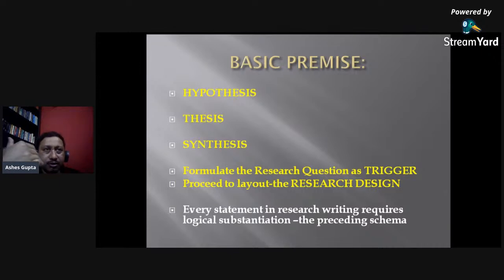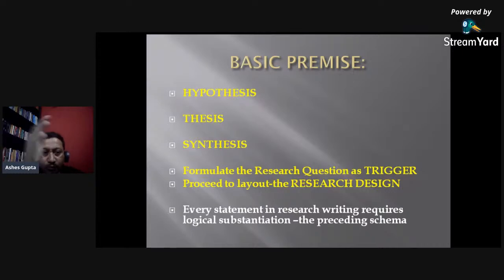And then comes the task of substantiating logically that particular statement that you made as something which is true, which is real, which is valid, which is verifiable. And this is what you call the thesis. So the entire body, the entire corpus of your research is your thesis. And then comes the last part. What is that? Synthesis. The conclusion or the culmination, where you say that I have made such a statement, I have provided enough proof to substantiate that statement, and therefore I can say that what I said in that statement is true. That is synthesis.